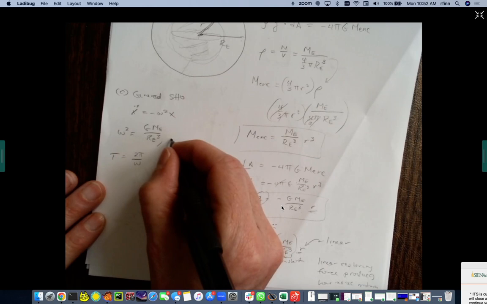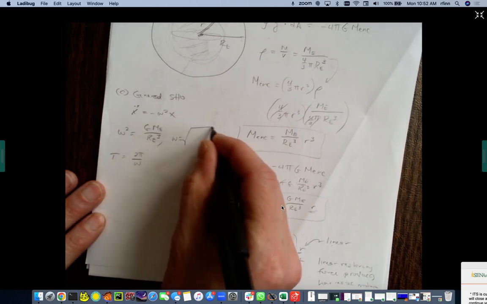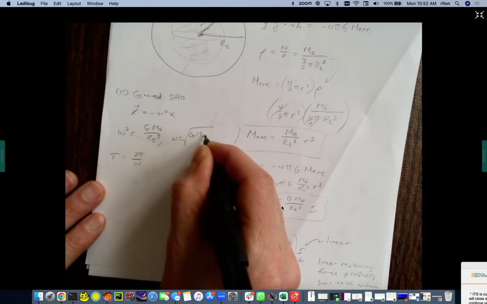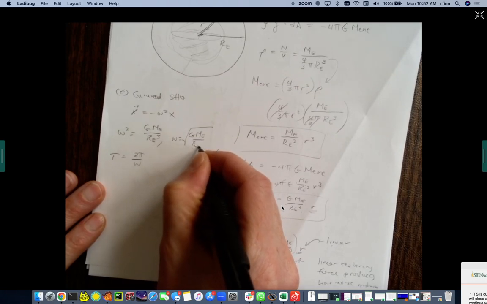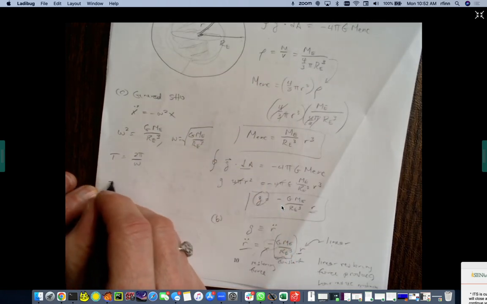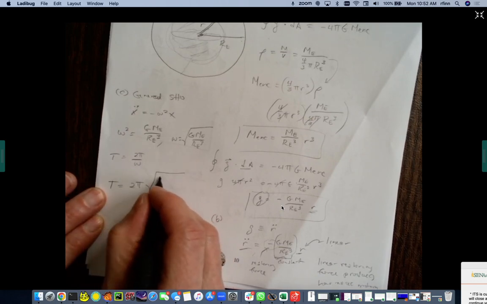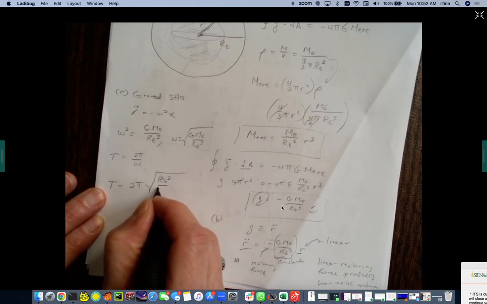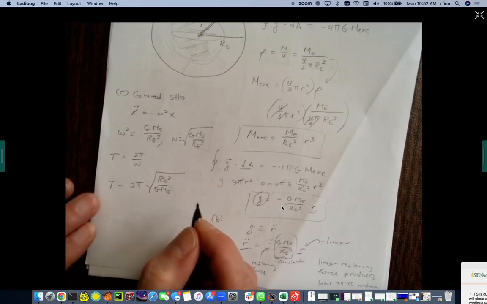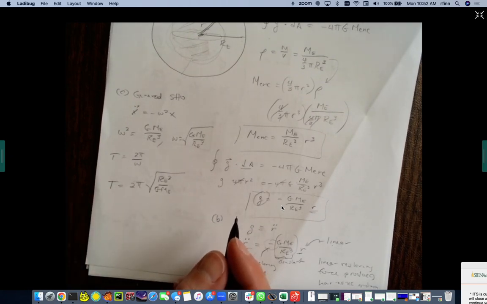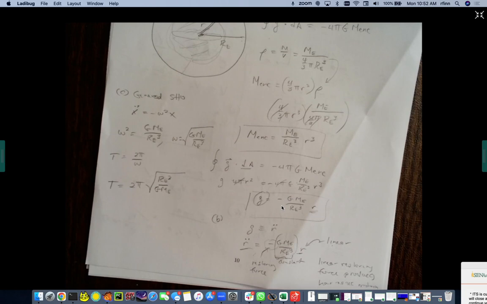So here we have omega is the square root of G M_E over R_E cubed. Okay, and then our period is 2 pi over that, so 2 pi times the square root of R_E cubed over G M_E. And that's it.